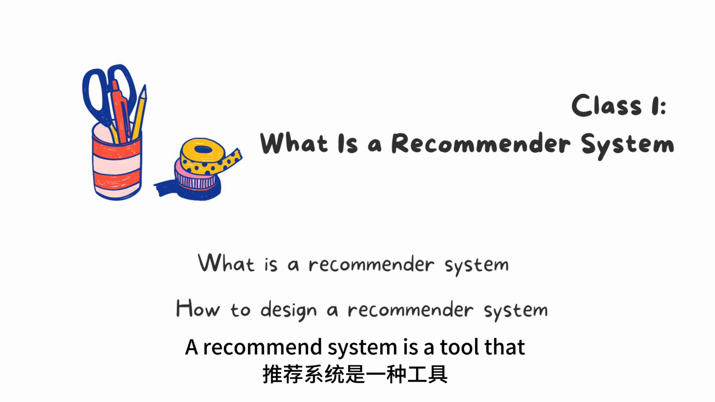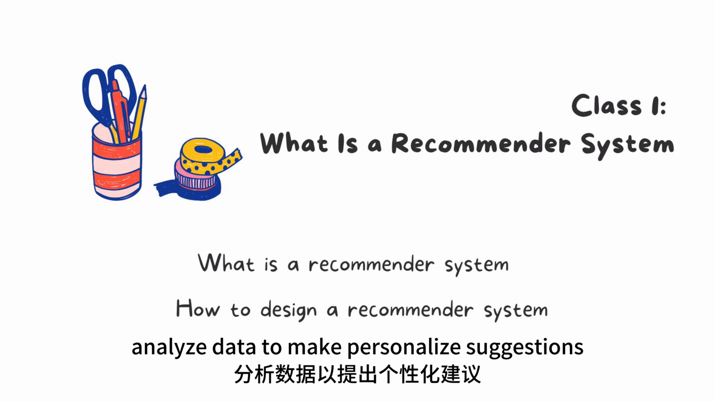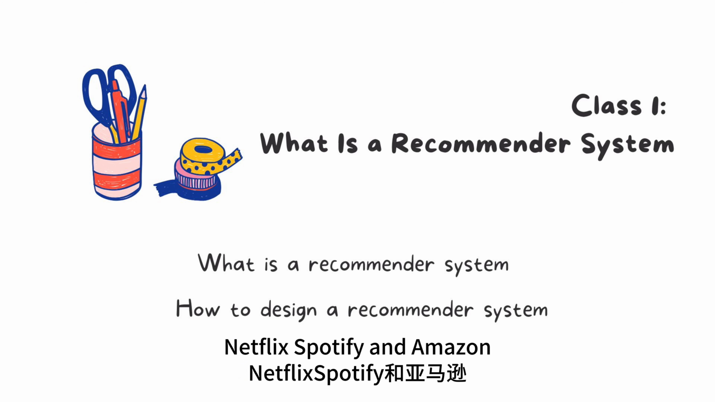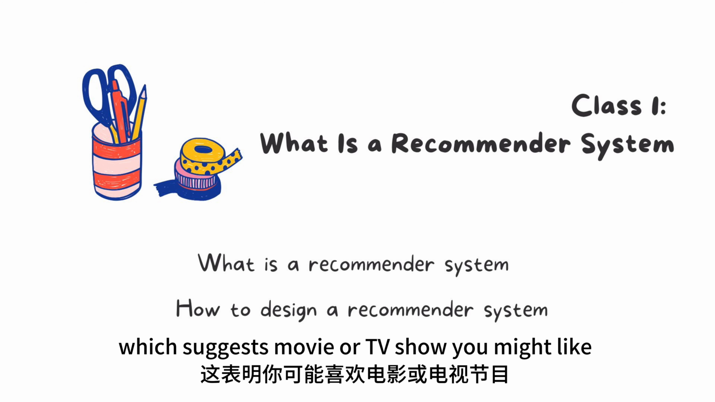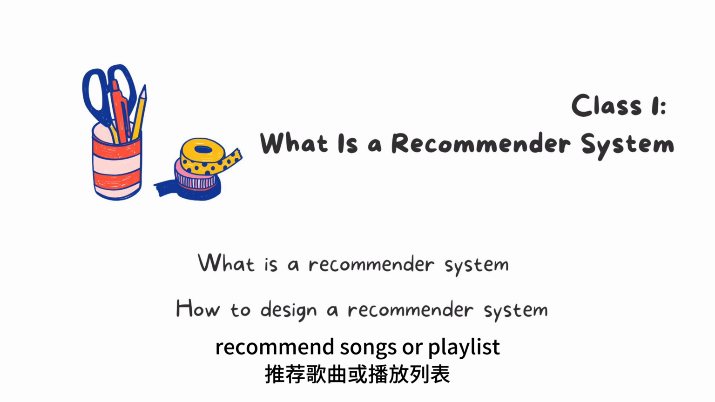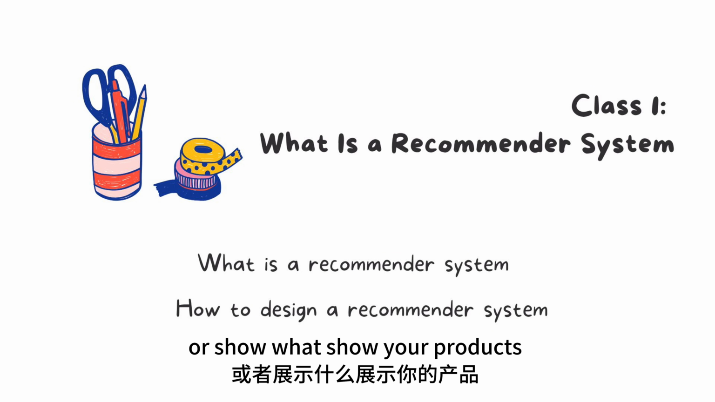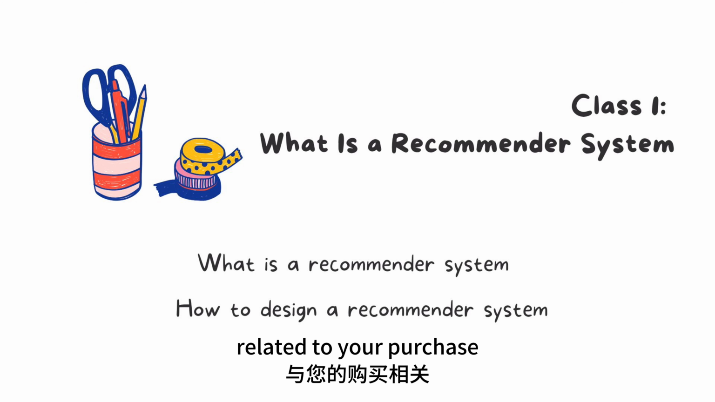A recommend system is a tool that analyzes data to make personalized suggestions. You interact with recommend systems every day, like Netflix, Spotify, and Amazon, which suggest movies or TV shows you might like, recommend songs or playlists based on your listening history, or show you products related to your purchases.